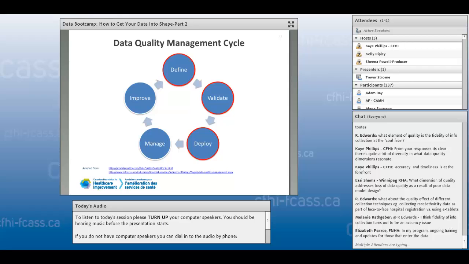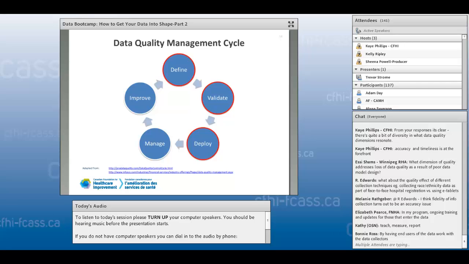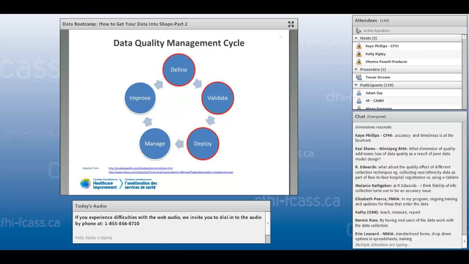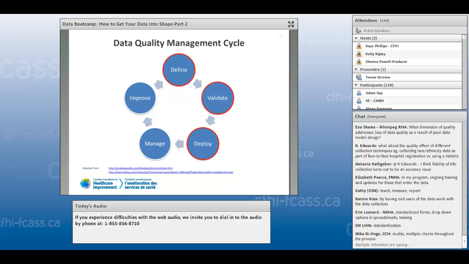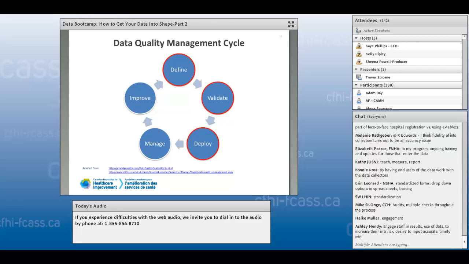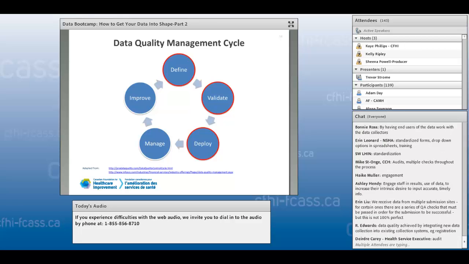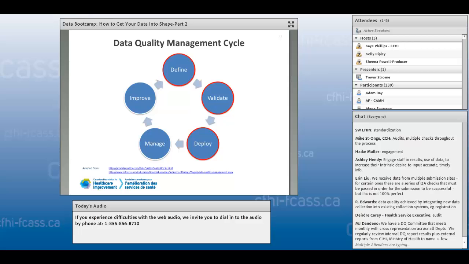So what we're going to talk about today is the data quality management cycle, and there are really 5 components that we've put together for managing data quality within healthcare data sets. The 5 main components are define, validate, deploy, manage, and improve. Today we're going to talk about the first 3, which are highlighted in red: the definition, the validation, and deployment of data. And in the next webinar, we're going to dive in a bit more detail into the manage and improve aspects.